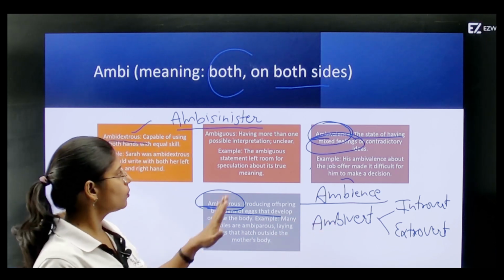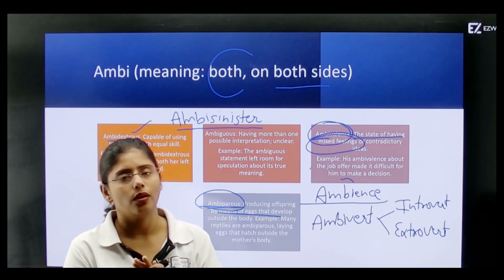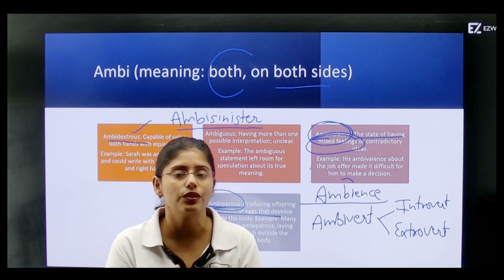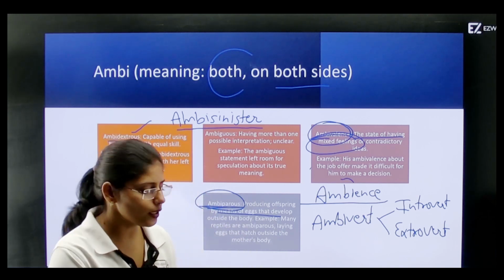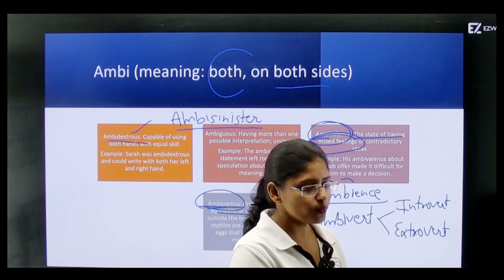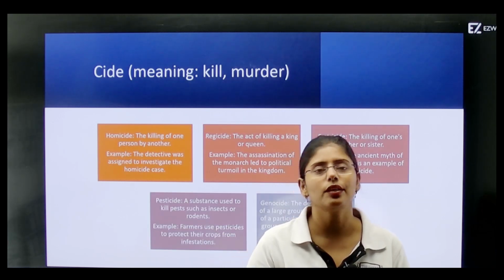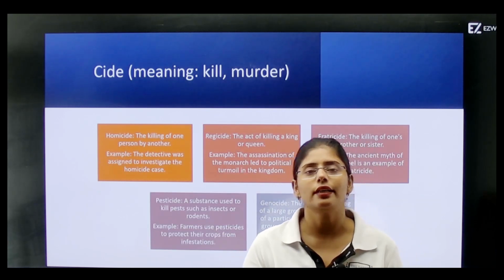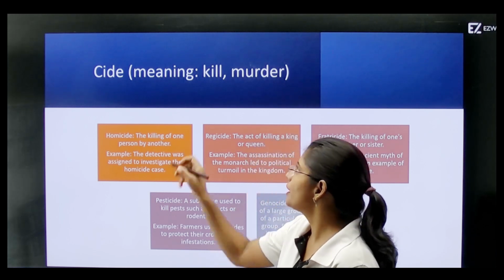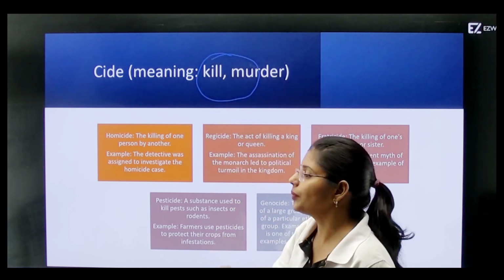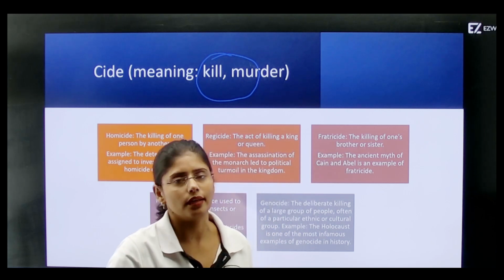So these are the words related to AMBI, or these are the words which we can learn or which we can form out of the root word AMBI. Now let's move to the next slide, which is related to the next root word, that is SIDE. Side is a word which is related to killing. The meaning of the word side is to kill somebody.